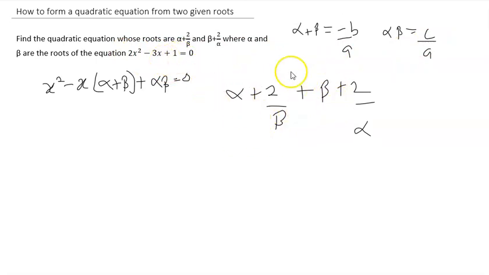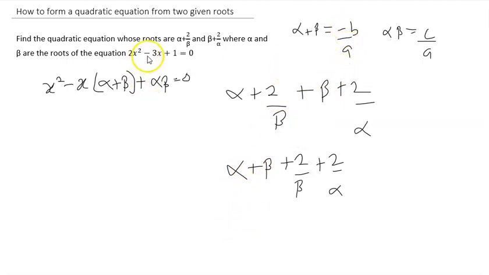Okay, so now let's collect the like terms that we have over here. So we're going to have alpha plus beta. Then we'll bring this together. So that will be plus 2 over beta plus 2 over alpha. So now you see that we have alpha plus beta. So now let's simply convert this to what it actually is. So minus b over a.